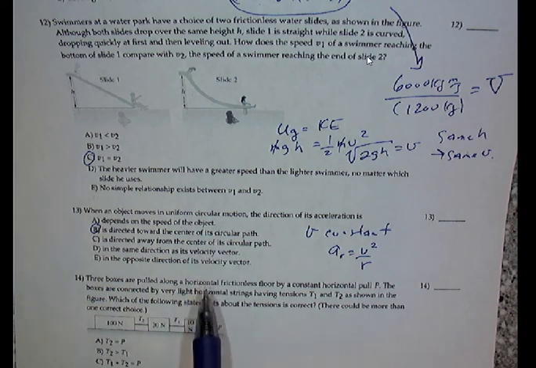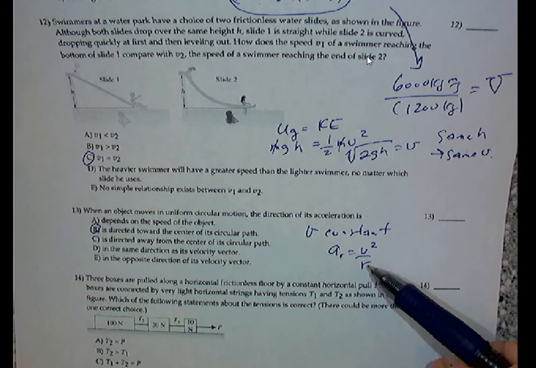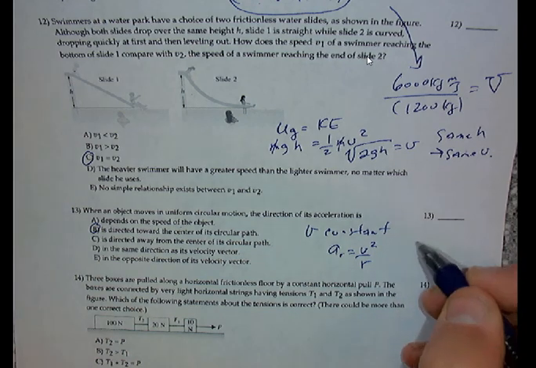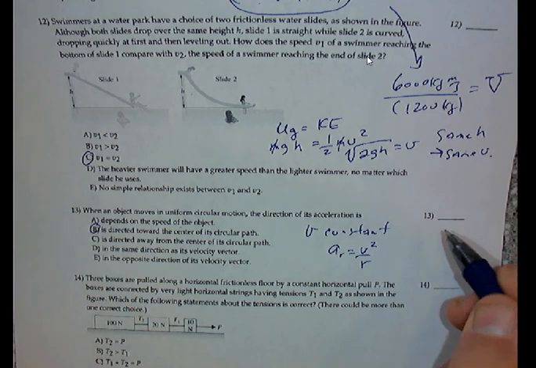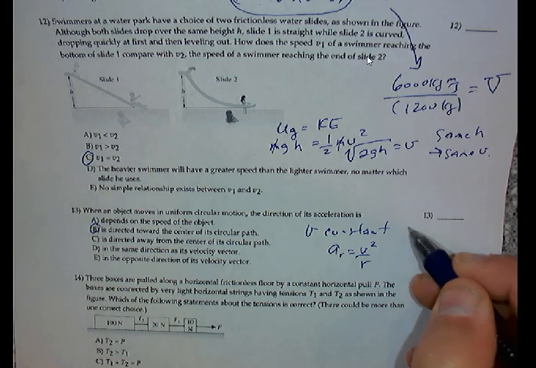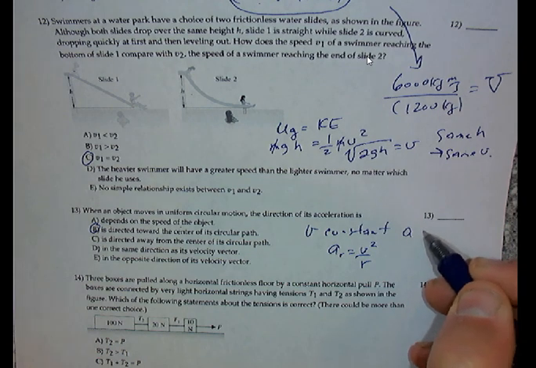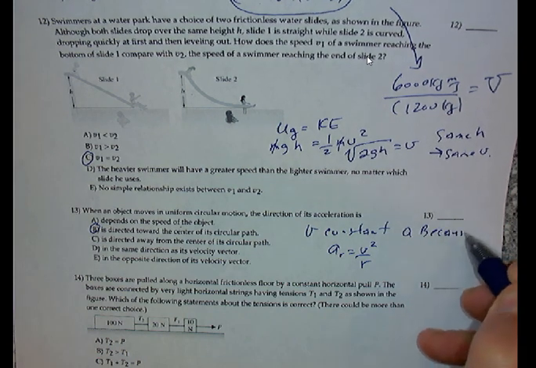This would probably say explain. I mean, I guess I would say v is constant. We have an acceleration because the direction is changing. Okay, so acceleration because direction is changing.